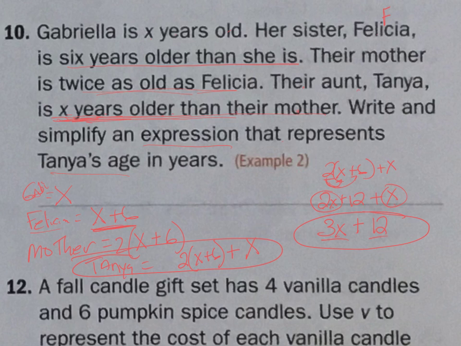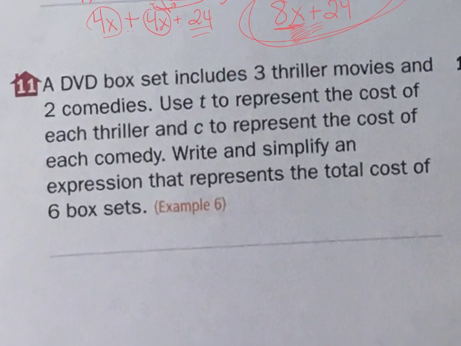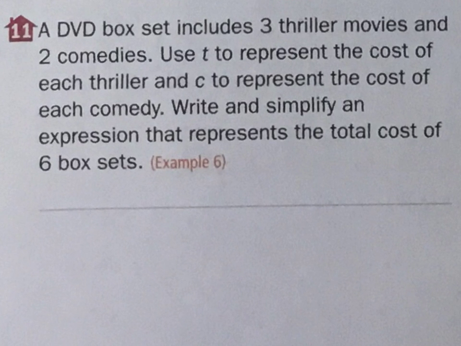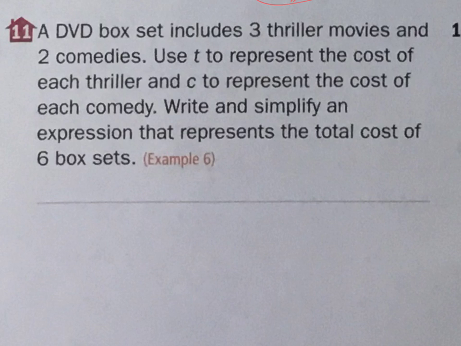Whew. Okay? Let's do another couple of these. We have a DVD box set that includes 3 thriller movies and 2 comedies. Okay, so I'm going to start writing this out. My DVD box set equals 3, we'll do T for thriller, plus 2C for comedies. Okay, use T to represent the cost of each thriller, which I did, and use C to represent the cost of each comedy, which I did.